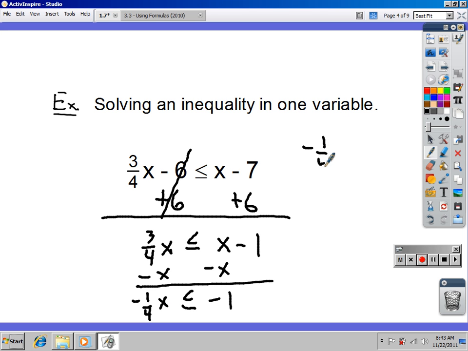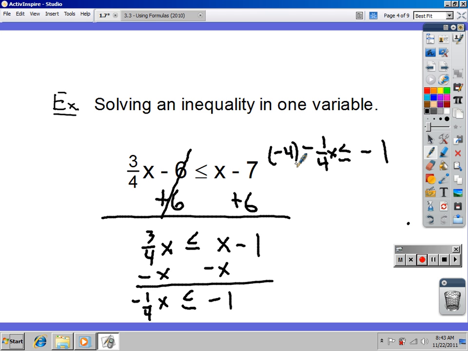I'm just going to rewrite the problem up here. Negative 1/4 times x is less than or equal to negative 1. At this point, you can either think of doing this in terms of division, meaning divide both sides by negative 1/4, or you could multiply both sides by negative 4. That'll also get the x by itself.